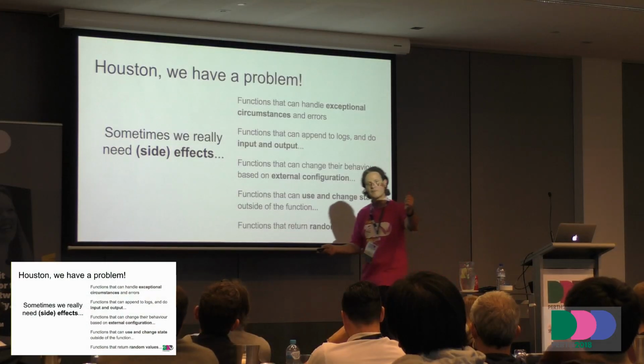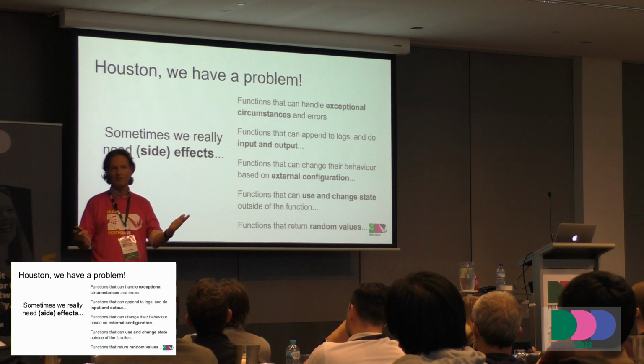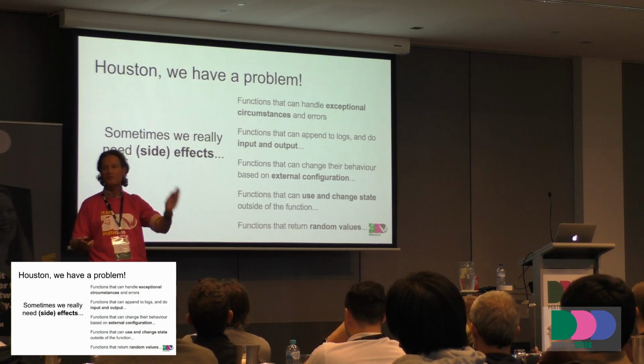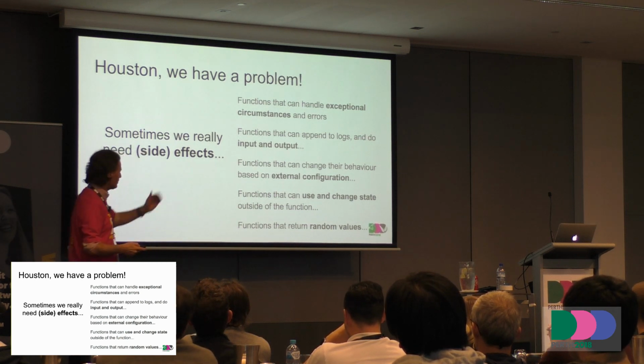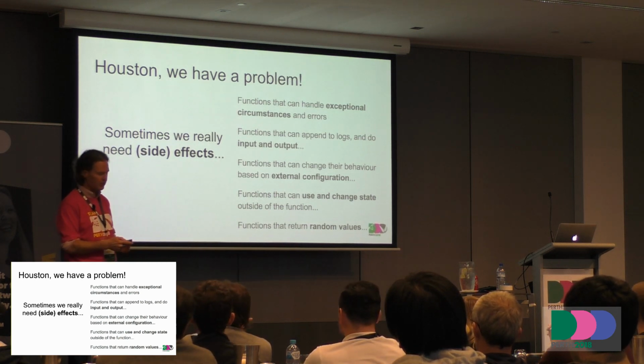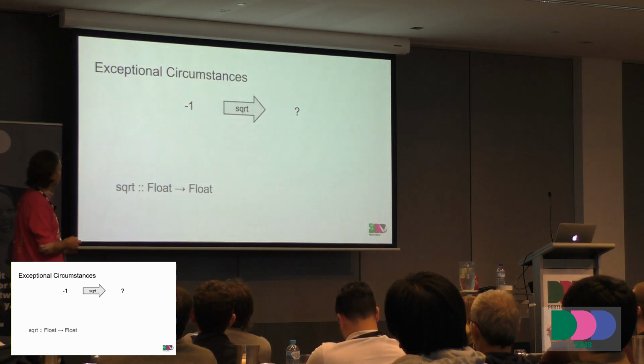Think of a function that returns a random value. That's the absolute opposite of a function. A function always returns the same value for its inputs. A random value breaks that rule completely. But of course we'd like to have random values, random number generators in our programs. So how do we do this? How can we get around this limitation?